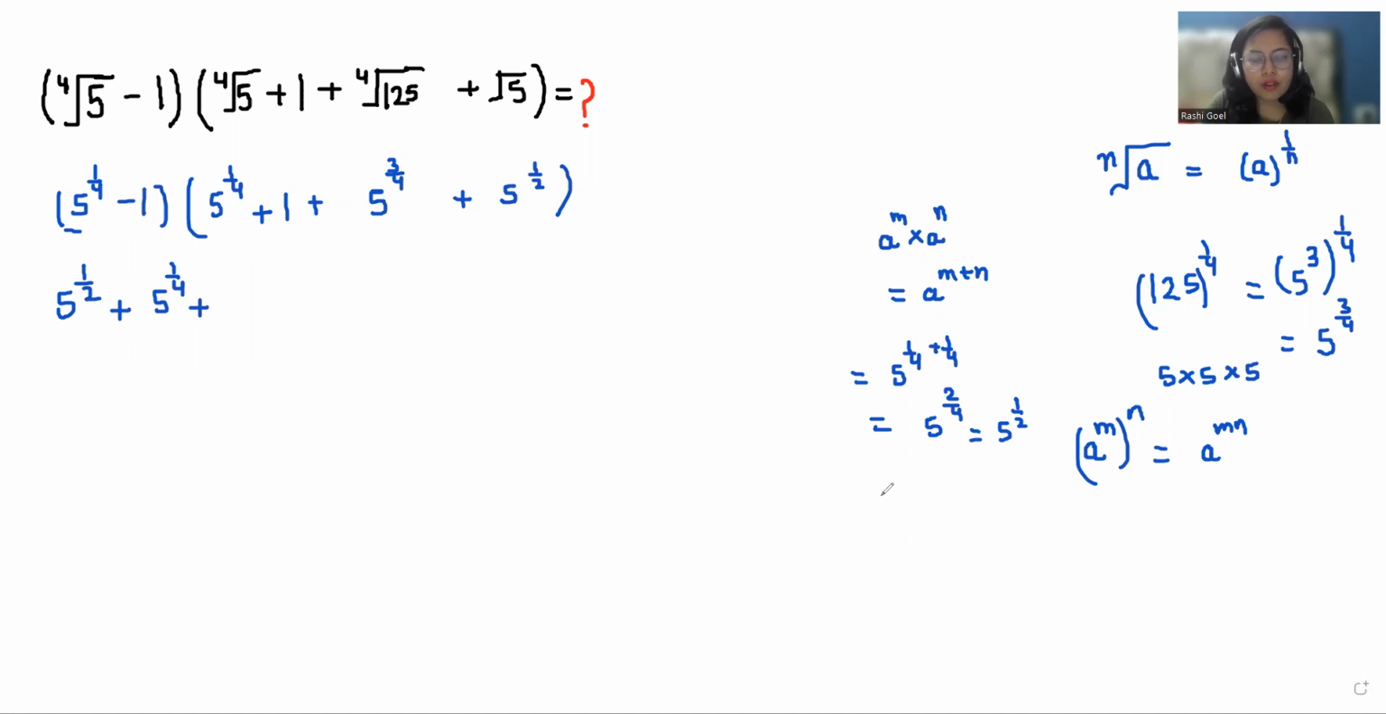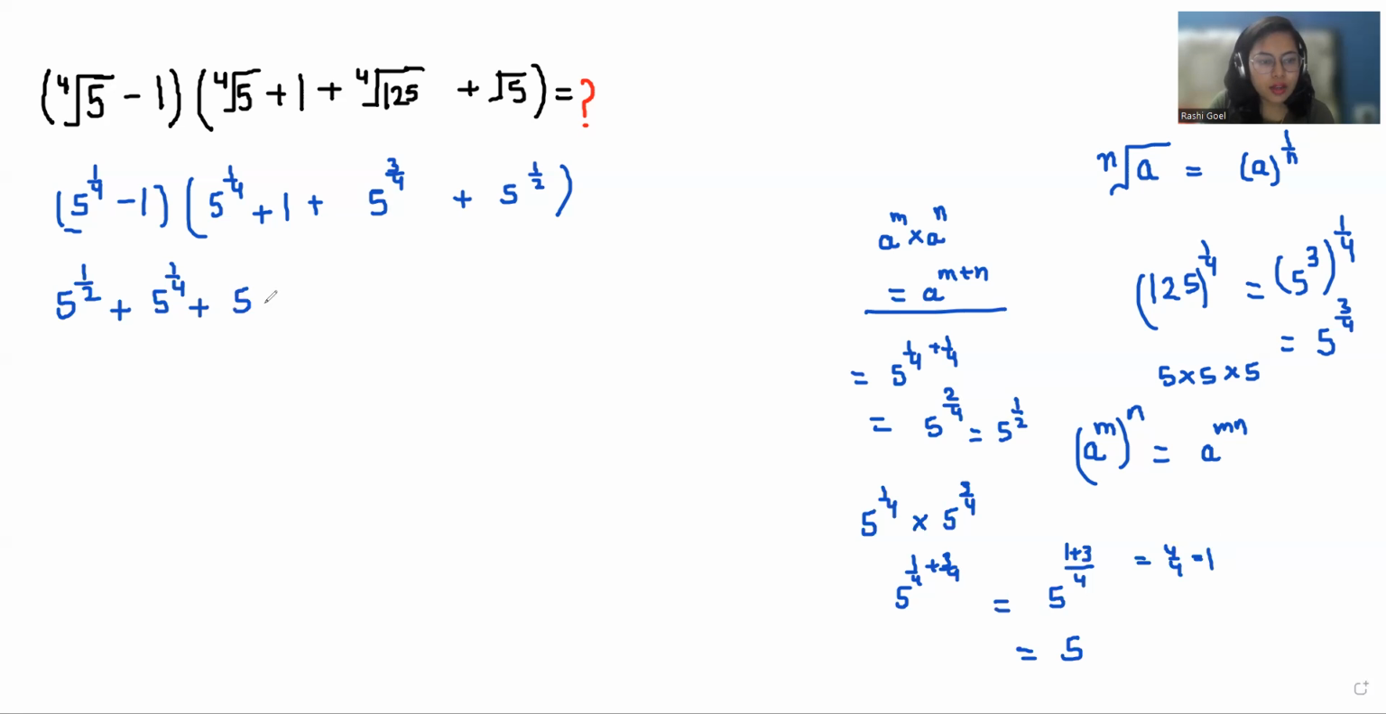now 5 power 1 by 4 multiplied by 5 power 3 by 4. So again we are going to use this property. So 5 power 1 by 4 plus 3 by 4, that is 5 power (1 plus 3) by 4, that is equal to 5 power 1. So it gives us only 5. Plus 5 power 1 by 4 multiplied by 5 power 1 by 2. So 5 power 1 by 4 plus 1 by 2, 5 power (1 plus 2) by 4. So 5 power 3 by 4.